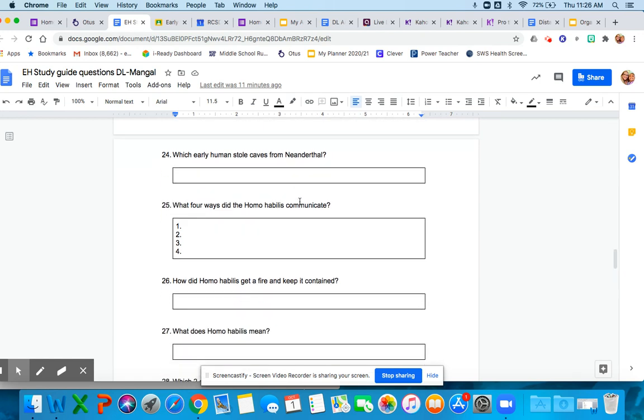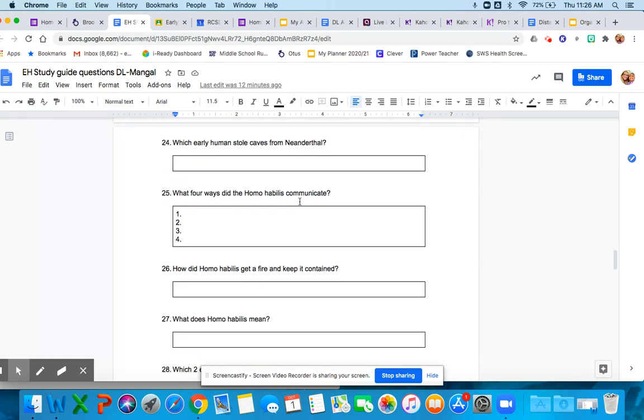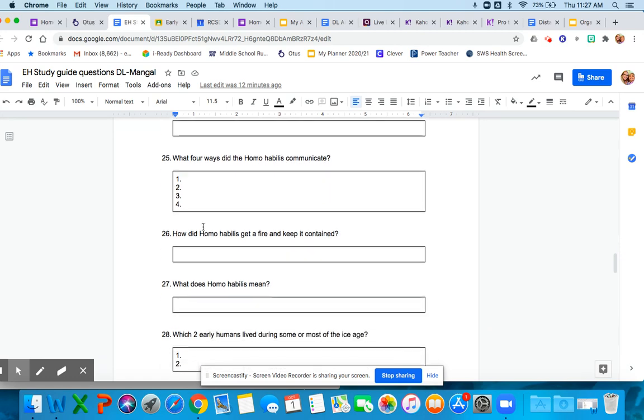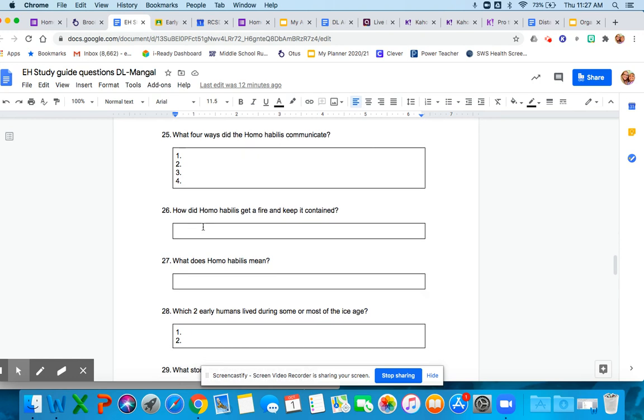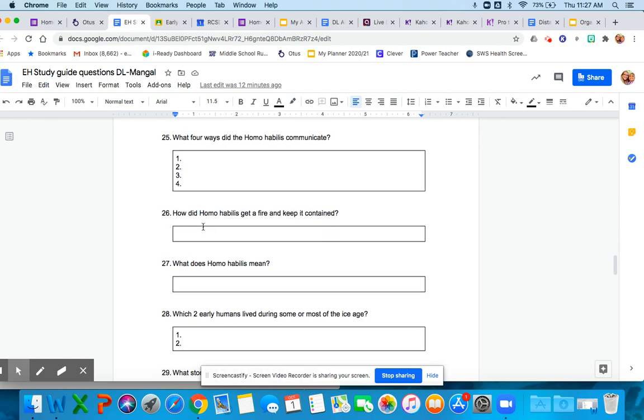Number 24, which early human stole caves from Neanderthal? I didn't teach this, so I'm not going to ask this on the test, but it was on here. I must have missed that. The people who stole caves from the Neanderthal were us, the Homo sapiens, or you could have put Cro-Magnon as well. Number 25, what 4 ways did the Homo habilis communicate?